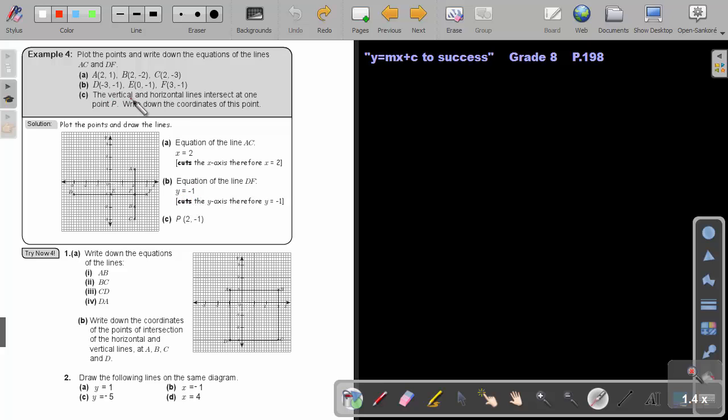And then the vertical and horizontal line intersect at one point P. There is the intersection. So write down the coordinates of this point. So look, go up to the x-axis, that's at 2. Go to the y-axis, that's -1. So the coordinates will be 2 and -1.